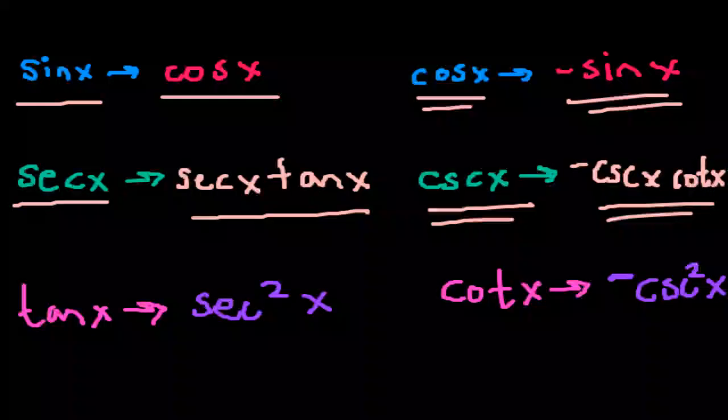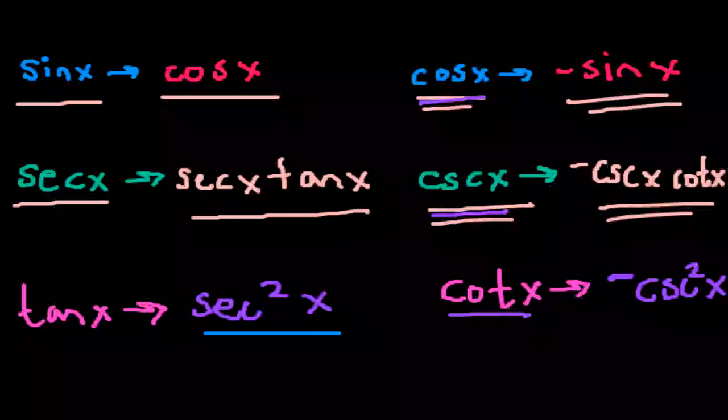So again, we see this pattern: the s and t functions, sine, secant, and tangent, are all positive. All of the c functions, cosine, cosecant, cotangent, all have negative derivatives. That's a nice pattern. And then we also see a pattern in this pair, tangent and cotangent: we have secant squared and negative cosecant squared. So again, an obvious pattern that we can see here.